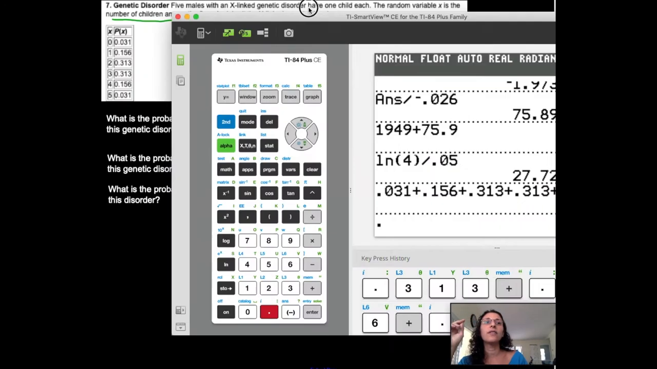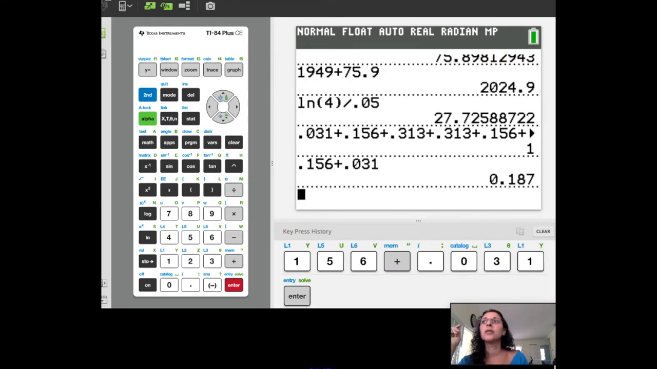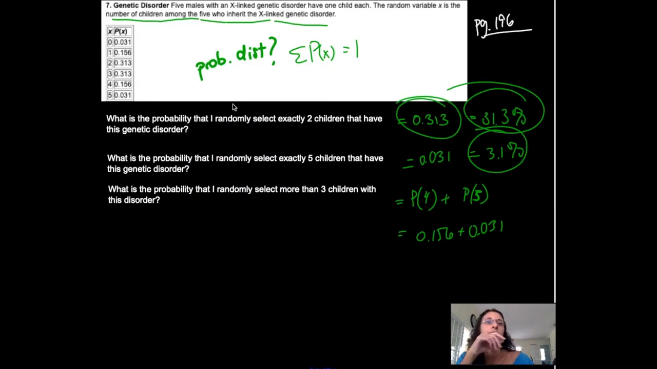What is it? 0.156 plus 0.031 equals 0.187, which is equal to 18.7%. Okay, does that make sense?